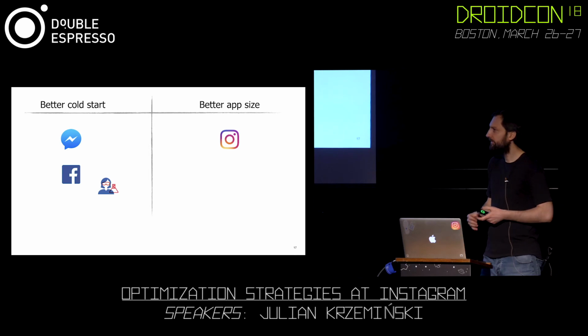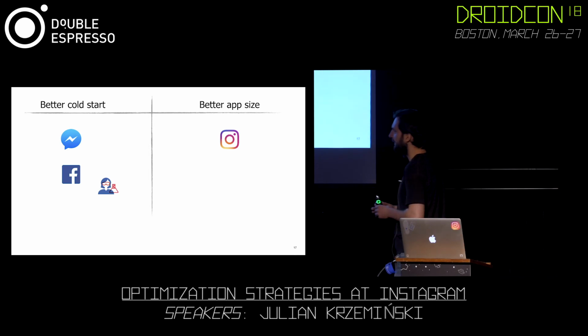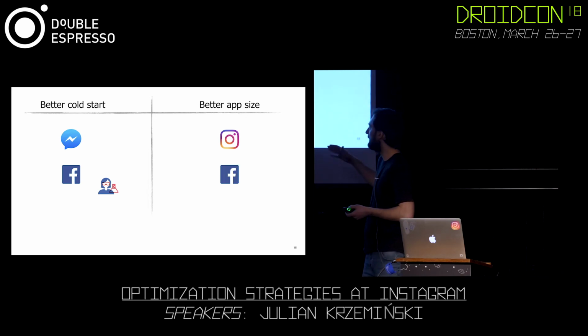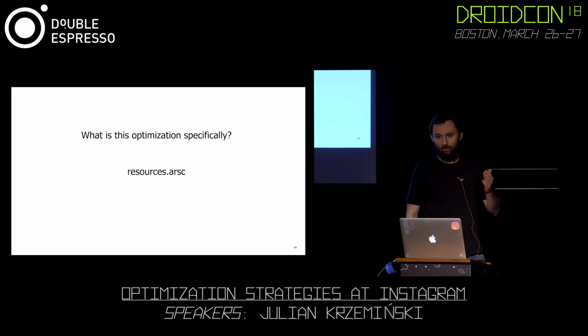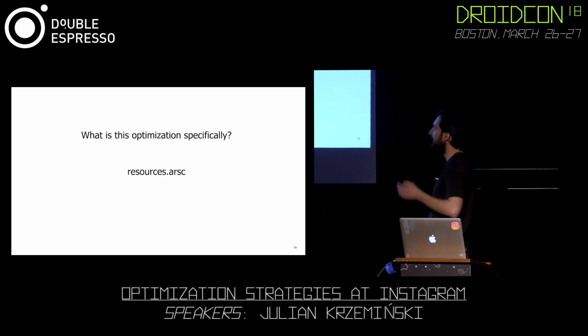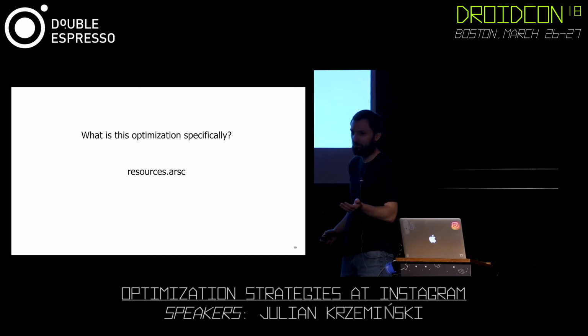But then Facebook wasn't fully happy with this solution, and they invested a lot of engineering work. They built optimizations on optimizations to actually get the best of two worlds, but this required a lot of additional work. So what is this optimization specifically that I'm talking about here? This trade-off between size and cold start is related to the file resources.arsc.